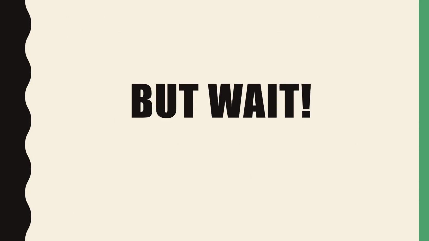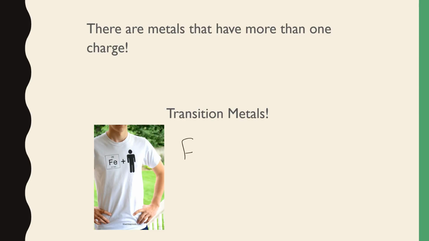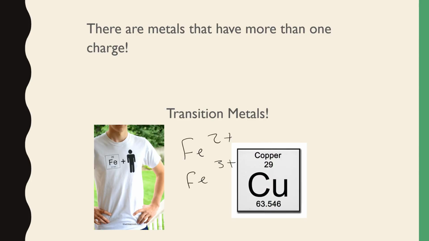But wait, there are metals that have more than 1 charge, and you can't use a group number to determine that charge. Those are your transition metals. Iron has 2 possibilities, Fe2+, where it lost 2 electrons, and Fe3+, where it lost 3 electrons. Copper has 2 possibilities as well, copper +1 and copper +2. They are metals that have more than 1 charge, and we call them variable charge ions, and we're going to talk about them in another video.